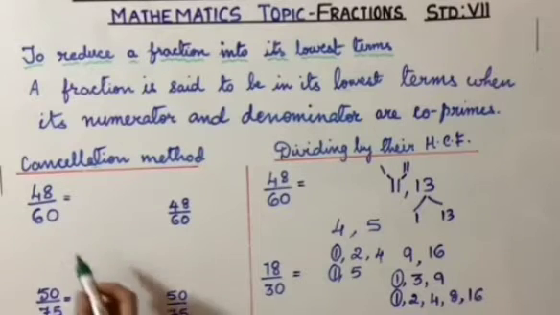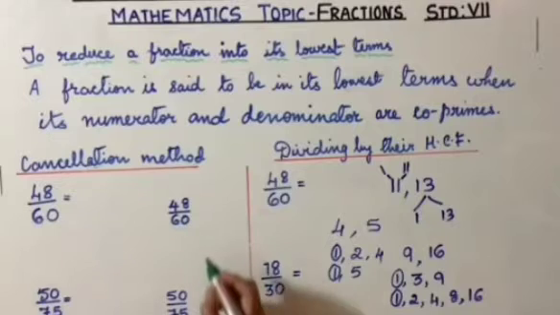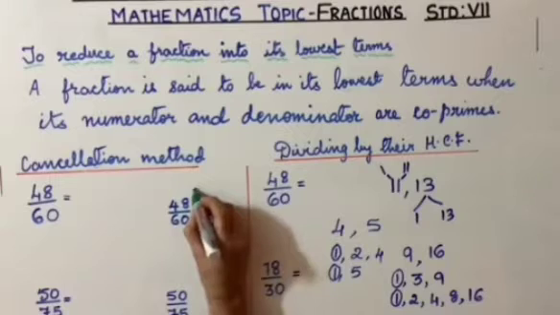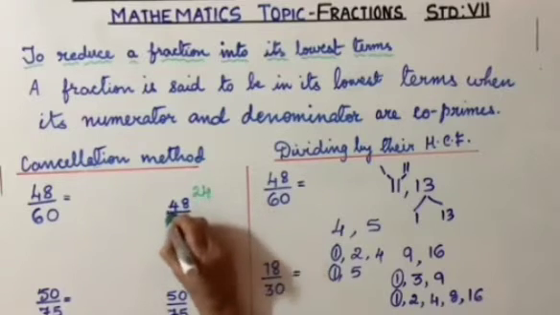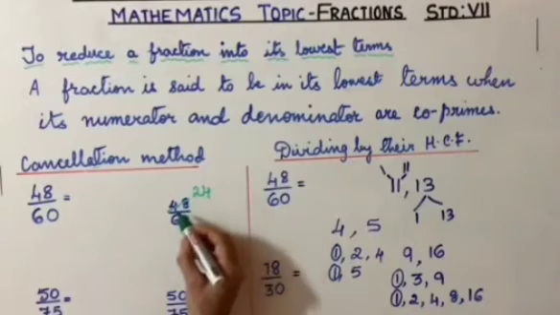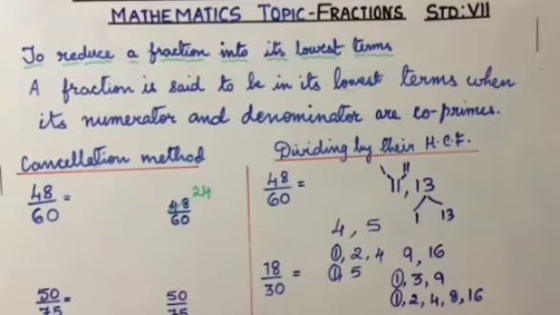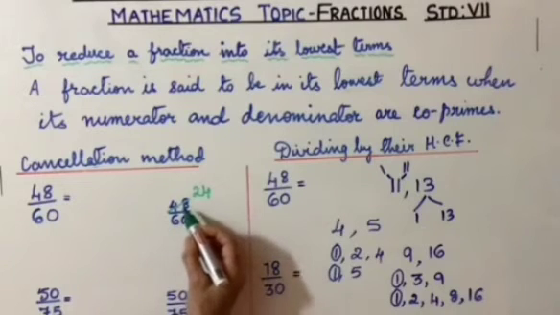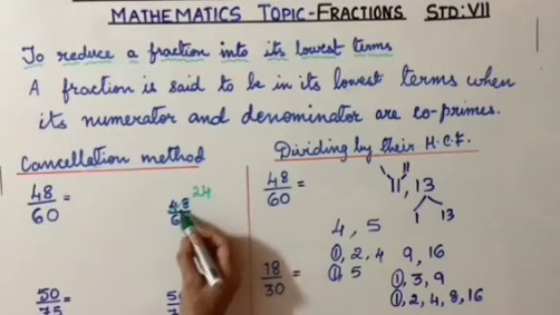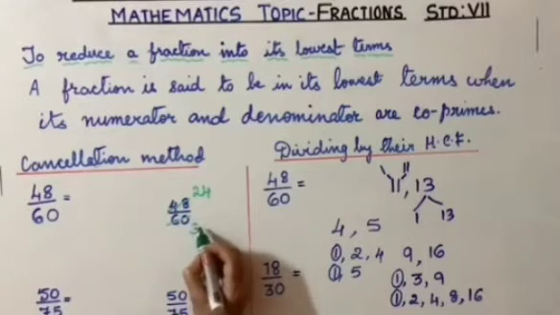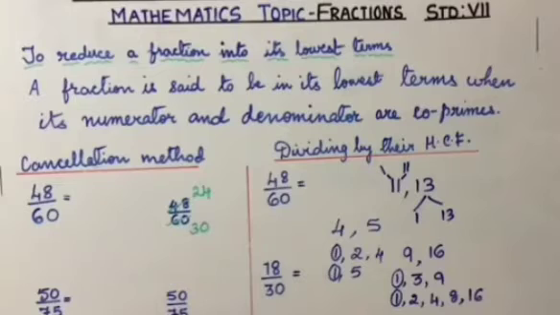Now, as you all can see, for 48 and 60, the lowest factor is 2. So, I can write 2 24s are 48. Do you agree? 2 24s are 48. The same 2 you have to use for the denominator also. Actually, we are dividing. 2 into 24 is 48. Okay. Now, 2 into 30 is 60. Do you all agree?